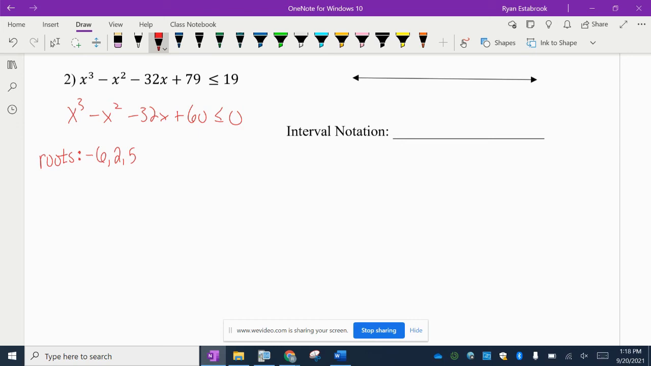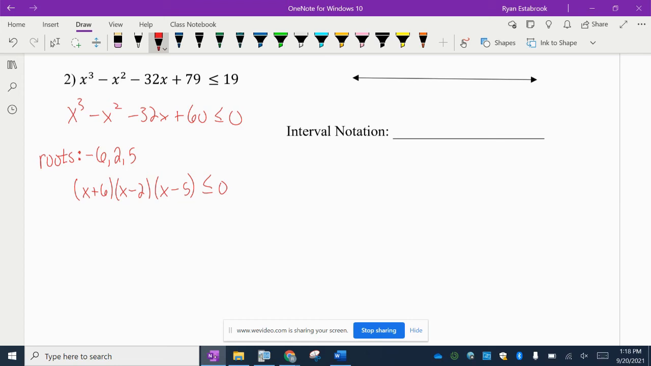Then we're going to write this polynomial, this left side, as a product of linear factors. It's going to be (x minus -6)(x minus 2)(x minus 5) is less than or equal to 0. And now the problem looks exactly like the previous one. The numbers are different, but it has the same idea to it.